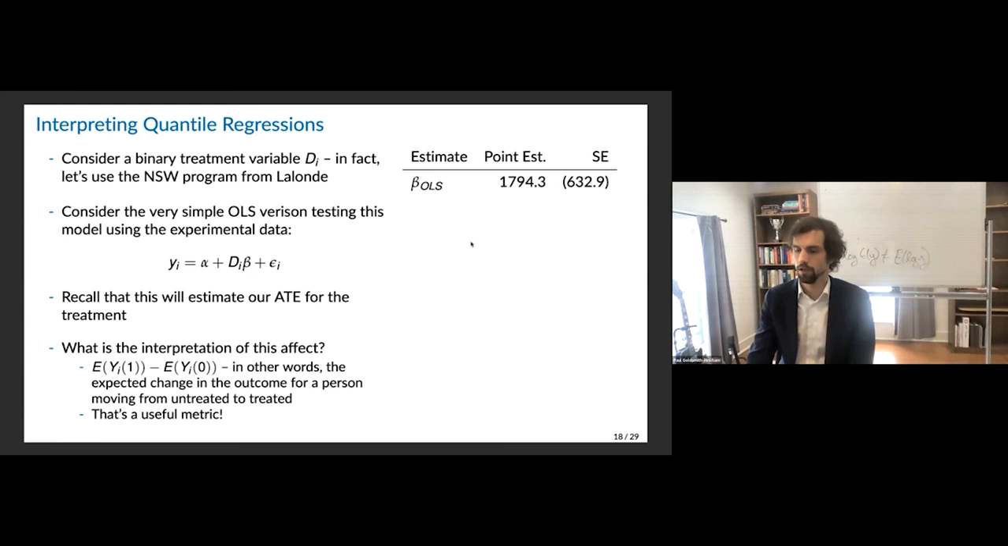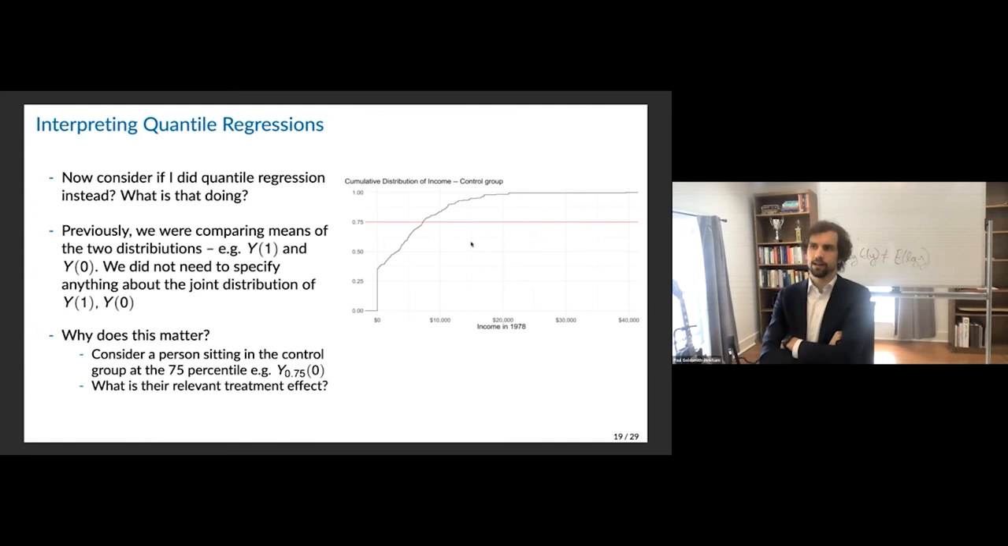Well, now, what if I did quantile regression? What is that doing? What does it mean if you do quantile regression? Previously, we were basically comparing the means of two distributions. The two distributions were Y1 and Y0. So these were marginal distributions, right?